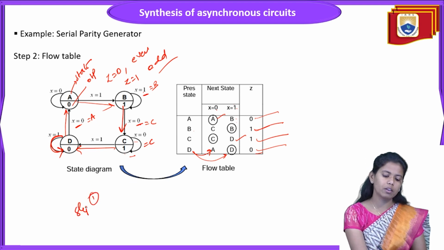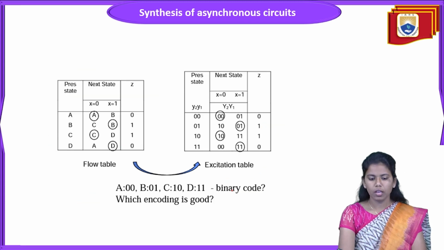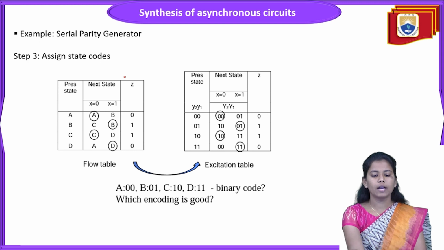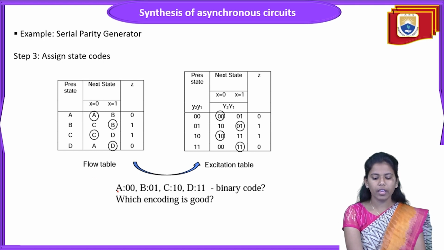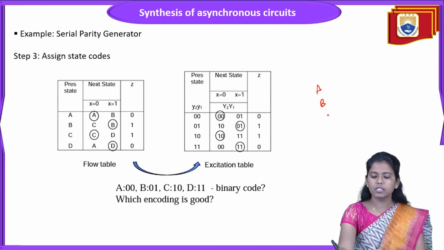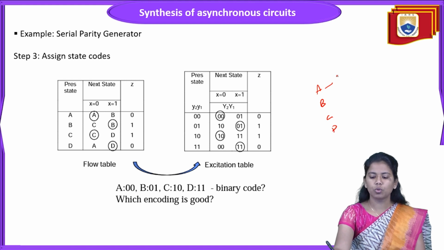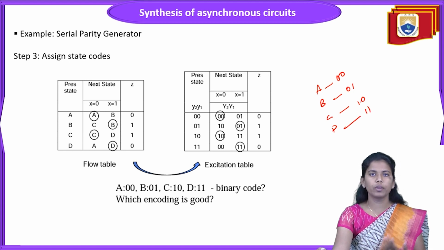So this is step 1 and this is step 2. We have done steps 1 and 2, and now we will see assigning the state codes. The third step is assigning the state codes: A as 00, B as 01, C as 10 and D as 11. These are the codes that we are assigning to the different states A, B, C and D.